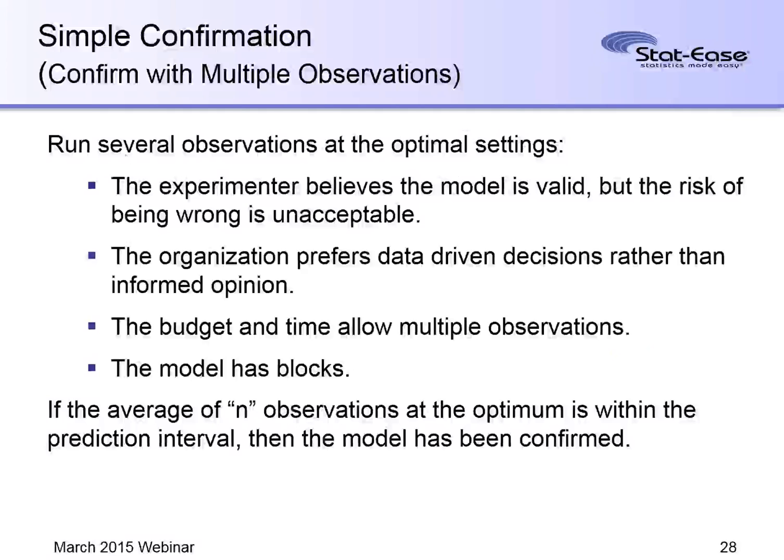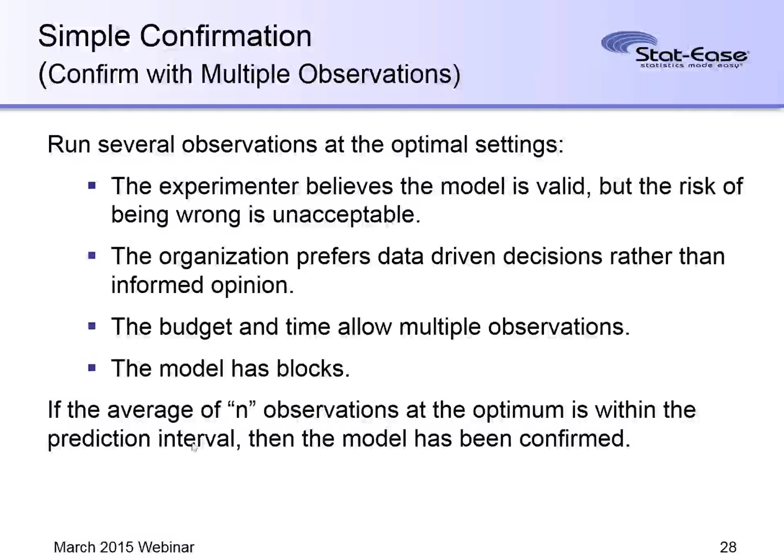There's too much, it's a very important project, and you really need lots of evidence that your model is valid and can be used in the future. In this case, you always want to go ahead and confirm with multiple confirmation runs, if of course that's possible. If whatever organization you're working with prefers data-driven decisions rather than opinions, informed opinion, then you should try to perform multiple confirmation runs. Obviously, the budget and time has to allow for multiple confirmation runs.